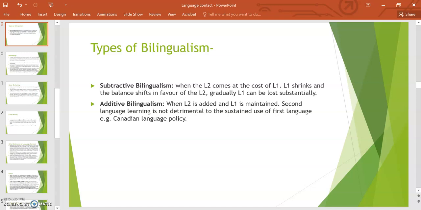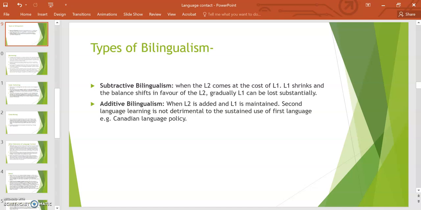There are two types of bilingualism: subtractive bilingualism, when the L2 comes at the cost of L1. L1 shrinks and the balance shifts in favor of the L2. Gradually, L1 can be lost substantially. And additive bilingualism, when L2 is added and L1 is maintained. Second language learning is not detrimental to the sustained use of the first language.